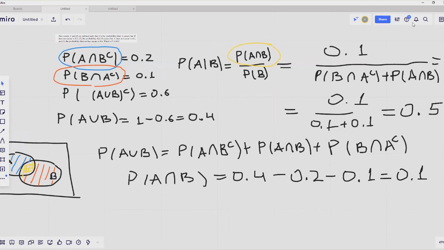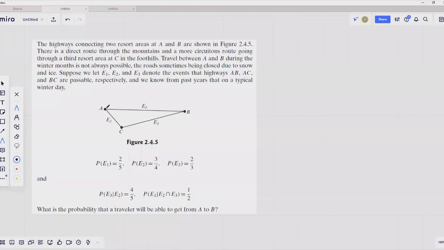Okay, great. Now let's take a look at the next example. Mountain resorts A and B are connected by the following highways represented here. First one is a direct route from A to B through highway E1. Second one is a route through the third mountain resort C, connected through highways E2 and E3.